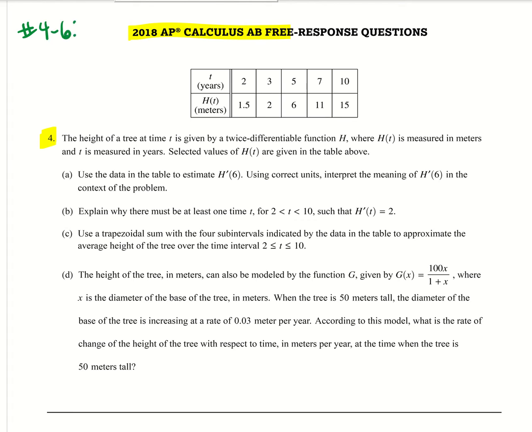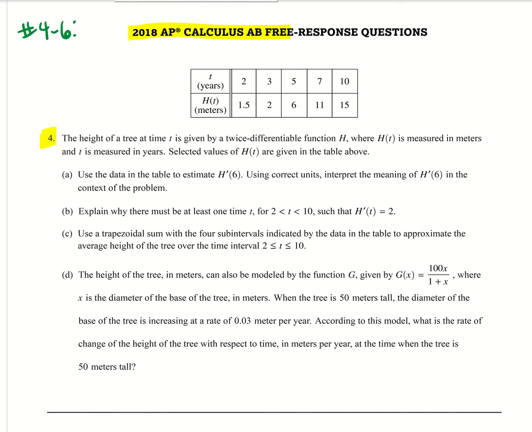Number 4, the height of a tree at time t is given by a twice differentiable function h, where h is measured in meters and t is measured in years. And selected values of h of t are given in the table above. Keep in mind, h of t is your output. Part A, we want to use this to evaluate h prime of 6.